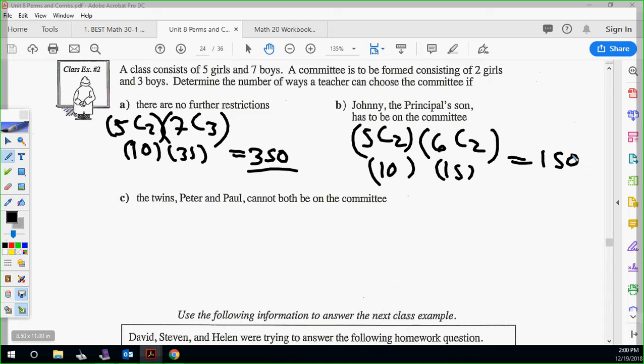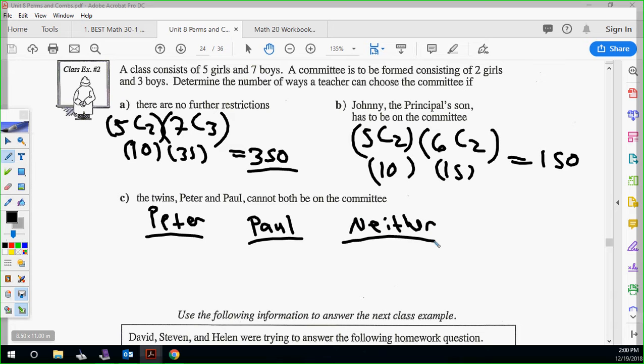It's an interesting one here. There's twins, Peter and Paul. They cannot both be on the committee. Okay, so what are the options that work then? So there's an option of Peter being on, Paul being on, neither being on. Right? Those are the 3 options that meet what they're asking.